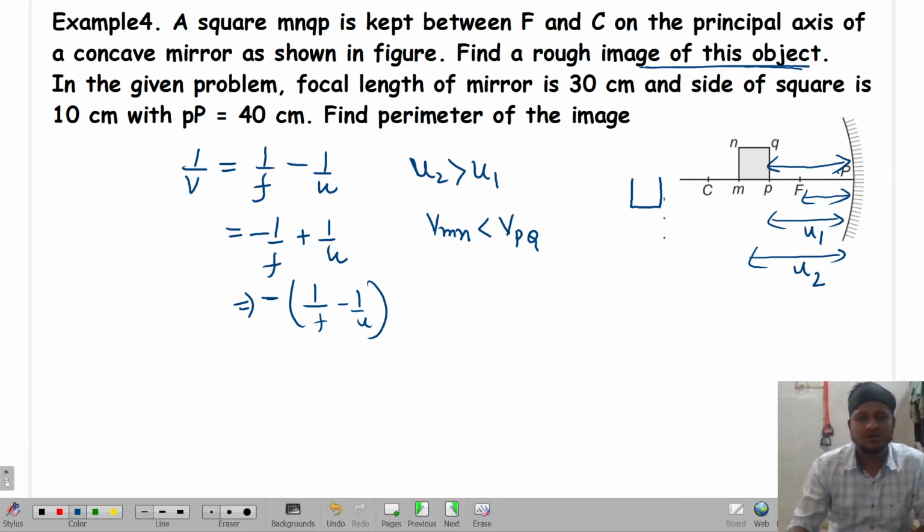Gagan, Anush? Hey guys, are you able to understand this? What I told you is that on the MN side, MN is located at U2 distance from the pole, and PQ is located at U1 distance from the pole. I got the relation of image distance: 1 by V is equal to minus of 1 by F minus 1 by U. Now from this, if this object distance is getting bigger, if this negative term is getting bigger and bigger, what is going to happen? Image distance is going to decrease.